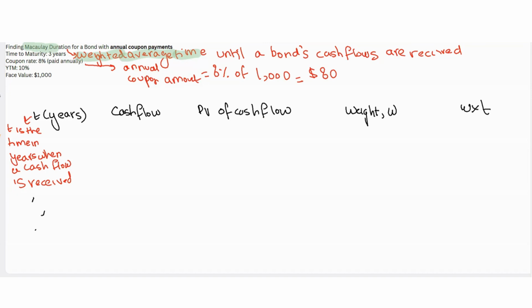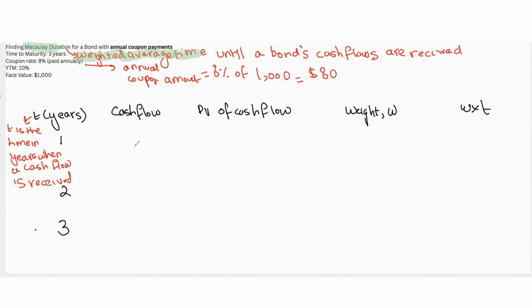So now let's fill this up. T, like we said, is the time in years when the cash flow is received. Here, the first cash flow is received at T equal to 1, the next at T equal to 2, and then the next at T equal to 3. Because it has 3 years to maturity, you'll receive an annual coupon amount at year 1 and year 2, and at year 3, you'll receive the annual coupon amount as well as the face value.